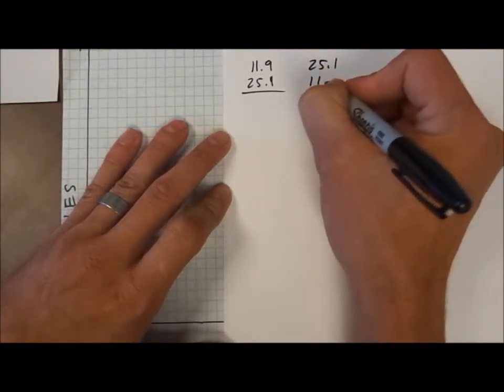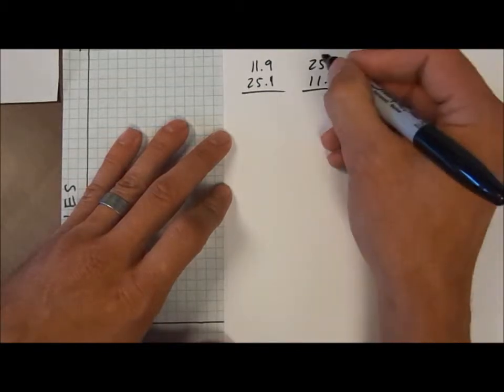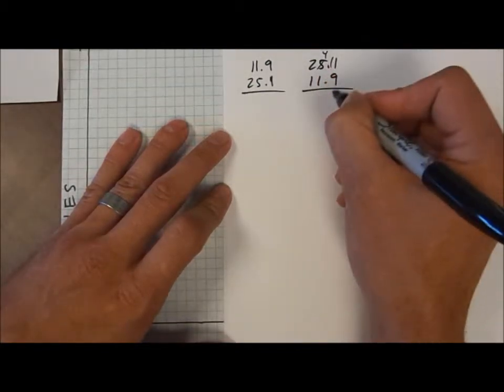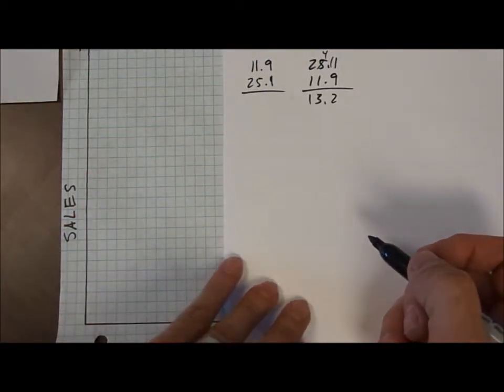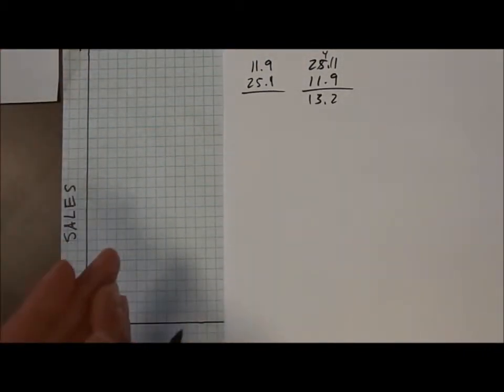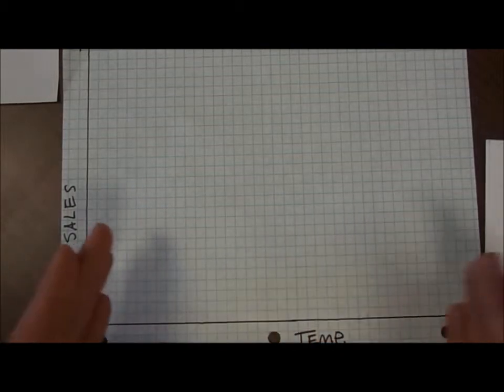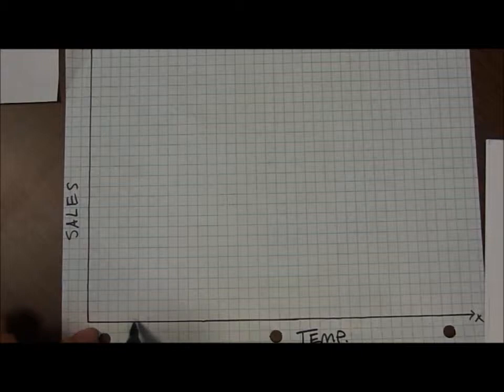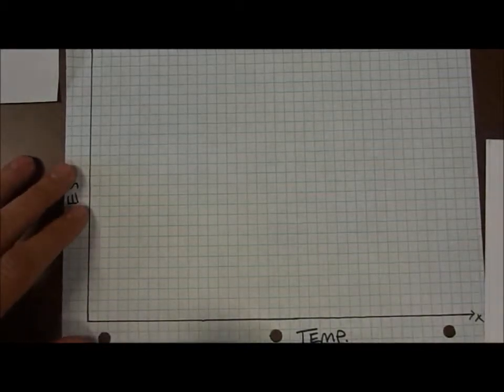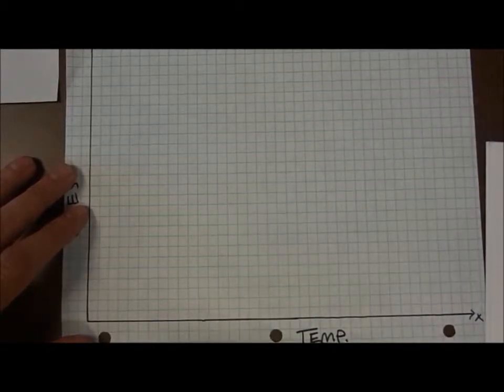That's easy enough to fix. 13.2 is the total difference. So I need to have a range of 13.2 across this paper. It looks like I could do every other one. 1, 2, 3, 4, 5, 6, 7, 8, 9, 10, 11, 12, 13.2. That's good enough to serve our purposes. So I'm going to start at 11.